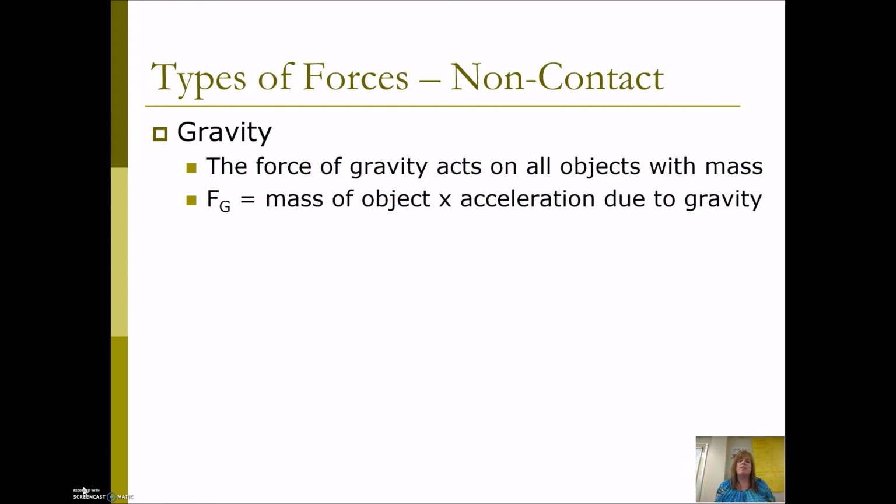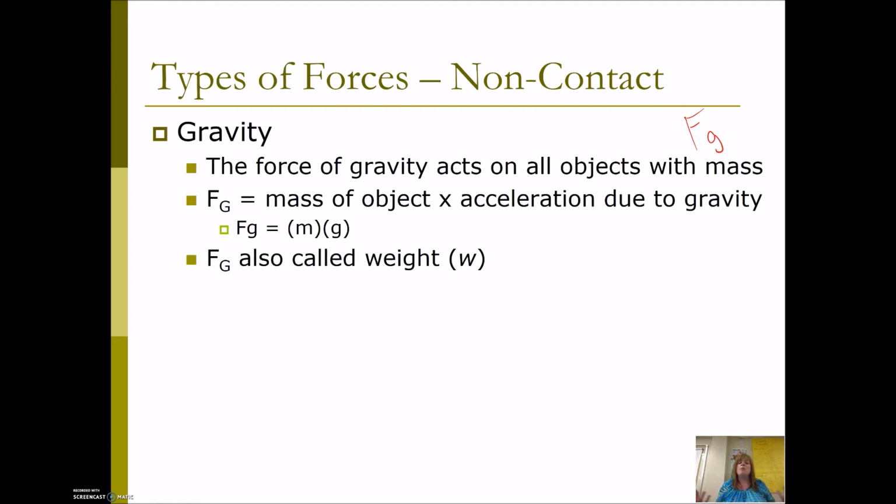Now, the symbol for the force of gravity is F sub g. You could also write it as F sub little g, but never write it as just g. So F sub g. The equation for the force of gravity is the mass of the object times the acceleration due to gravity at that point. So here on Earth, we're going to use 9.8 because we're here on Earth. The force of gravity is also called weight. So when we talk about how much you weigh, you're really talking about the force of gravity on you.